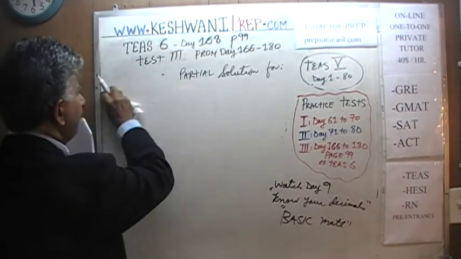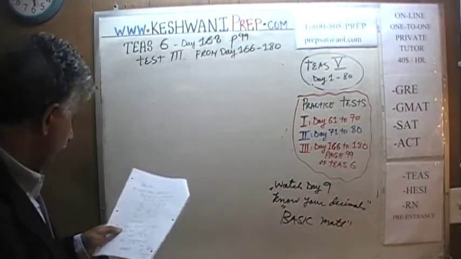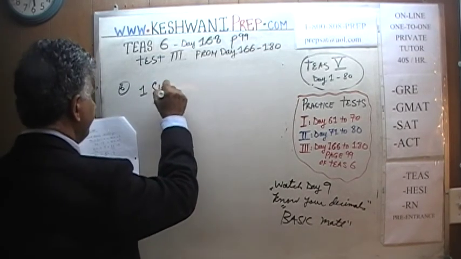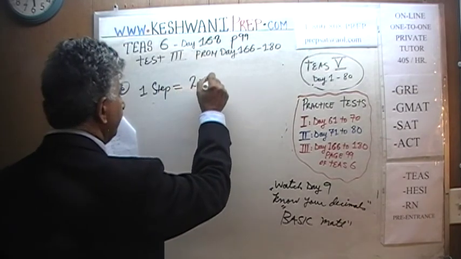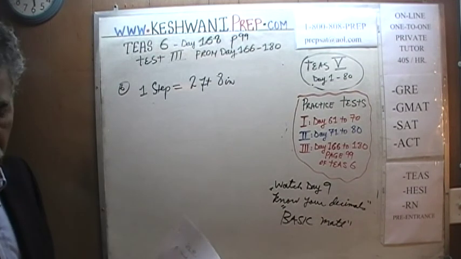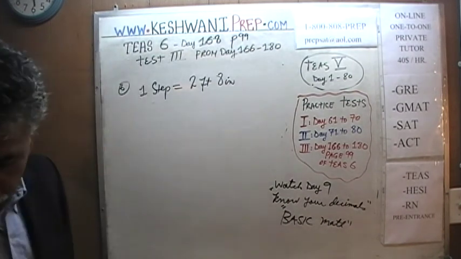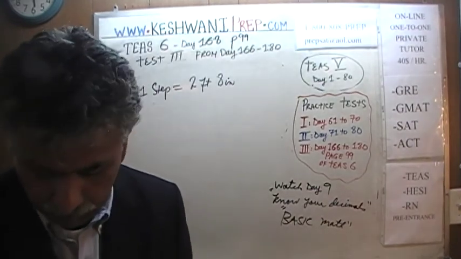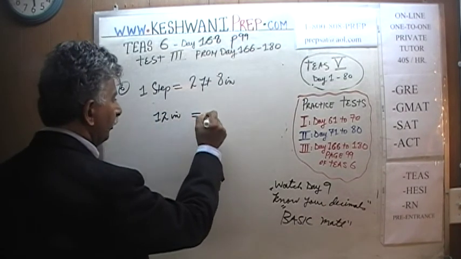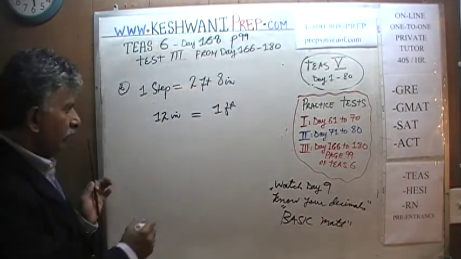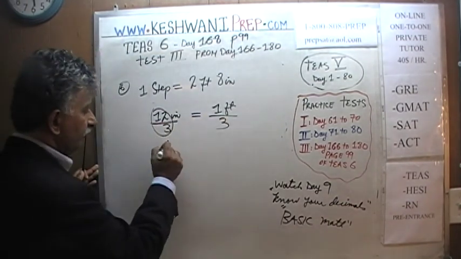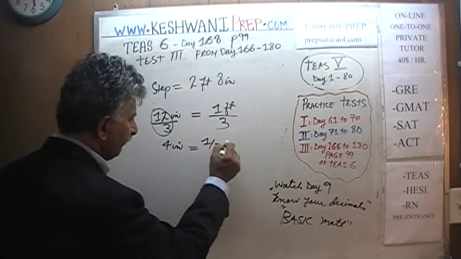In question number 6, we are told that one step equals 2 feet and 8 inches. Before we do any work at all, I hope you know your units by now. You have to memorize your units and so forth. We all know that 12 inches equals 1 foot. And if you were to take a third of that, that will be a third of a foot. What is the third of a 12? Third of a 12 is 4 inches. 4 inches is a third of a foot.